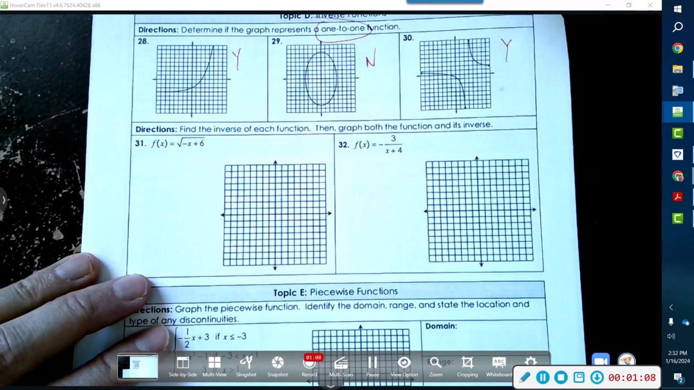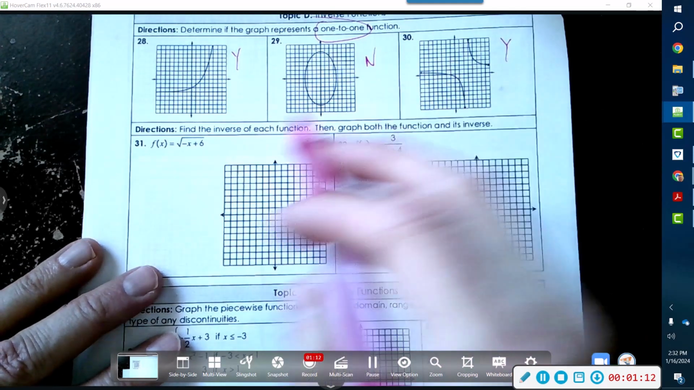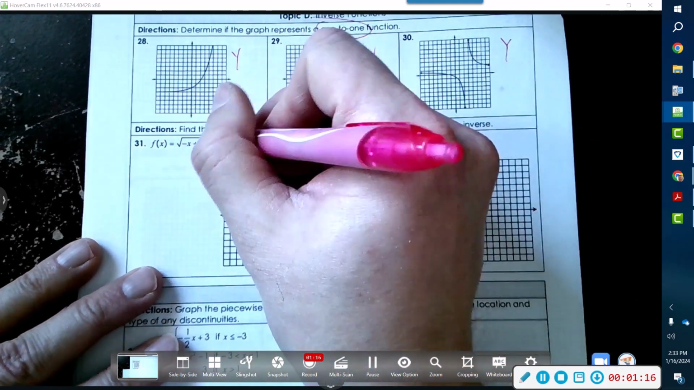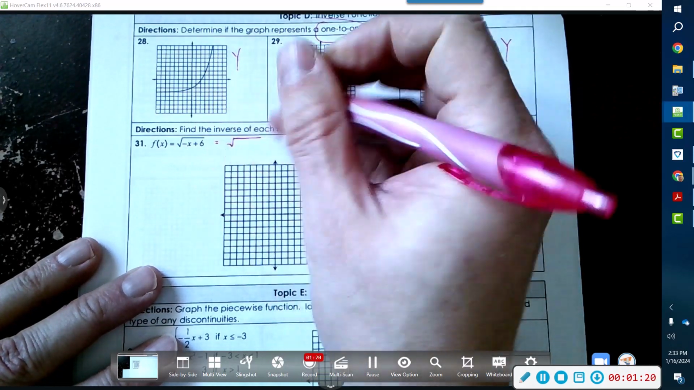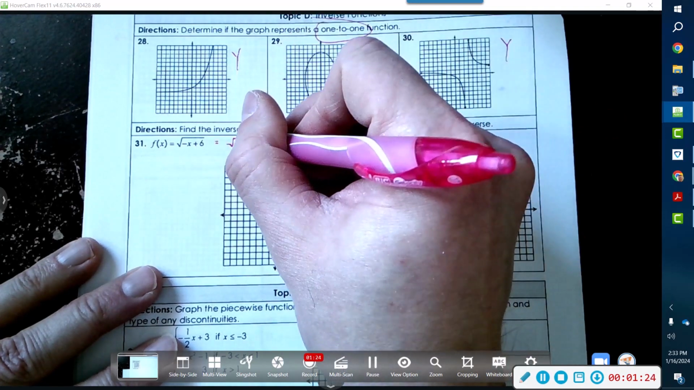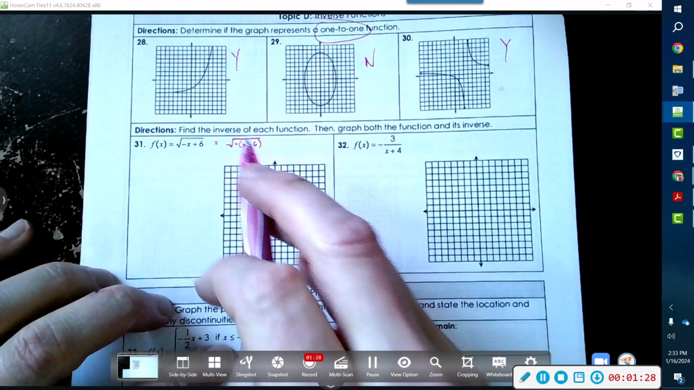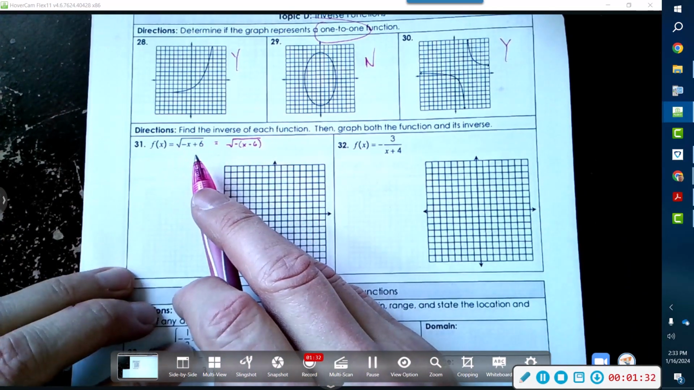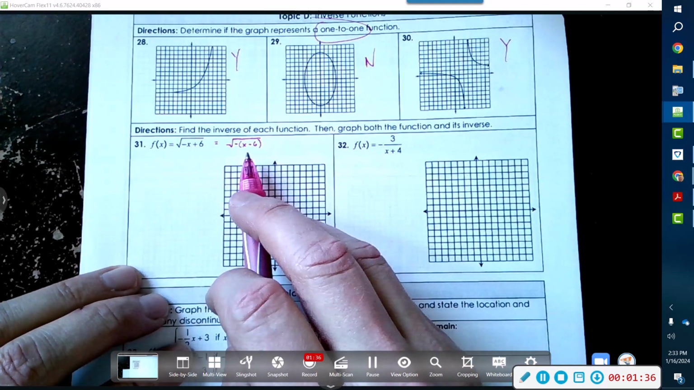If we were to graph the square root of negative x plus 6, I need to change this guy so that it looks like parentheses, because I've got that 6 there. Now, you can use your graphing calculator to see what this guy looks like, no problem. Okay, it's not that big of a deal. But let's look at this right here.